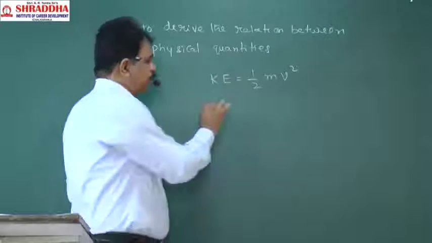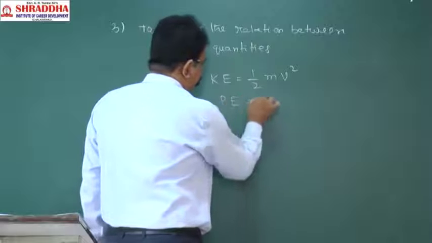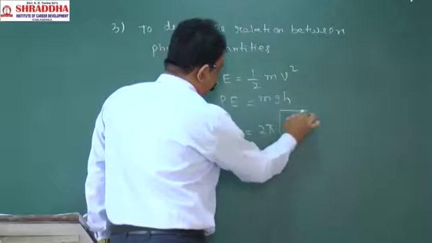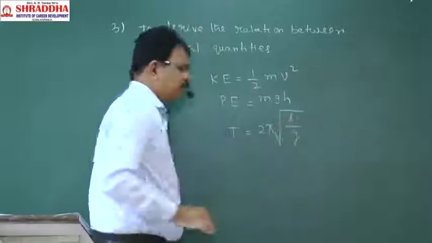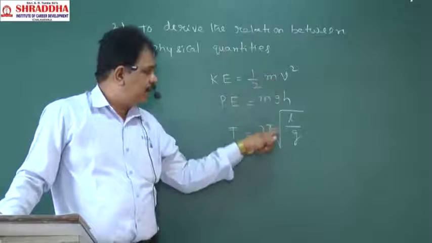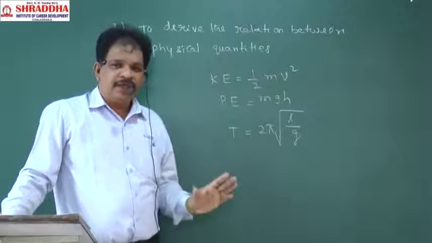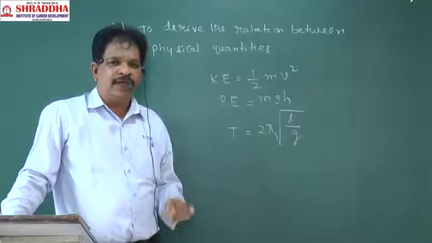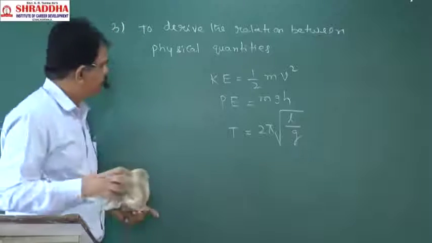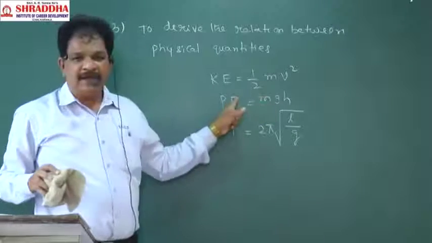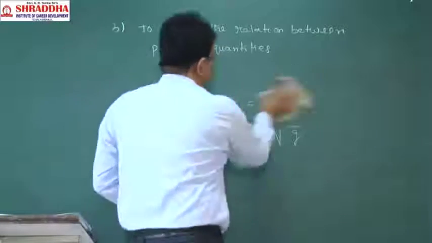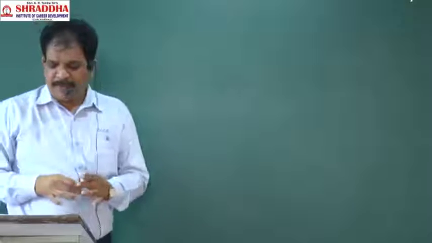Potential energy formula, it will be mgh. Time period of a simple pendulum formula, 2 pi root L by g. All these equations we can derive using dimensional analysis. Clear? How to derive those equations, how to find the relation among the physical quantities, let us see. For this our approach should be like this.